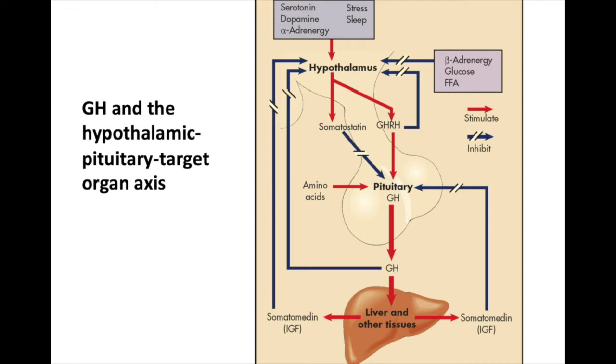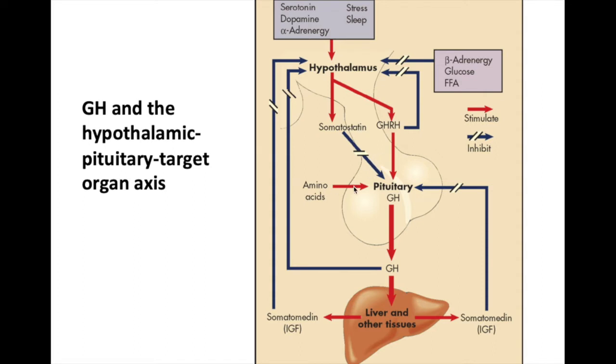This slide shows you its regulation, how it's released, and the feedback mechanisms. Obviously, it comes from the anterior pituitary, and so it's part of the hypothalamus pituitary organ axis. At the top, we can see some stimuli that release hormone, like stress or sleep, release of serotonin, release of dopamine, and then that will release growth hormone releasing hormone onto the pituitary to release growth hormone. And then that will have its effect on the liver and other tissues. But here mainly we're talking about the liver.